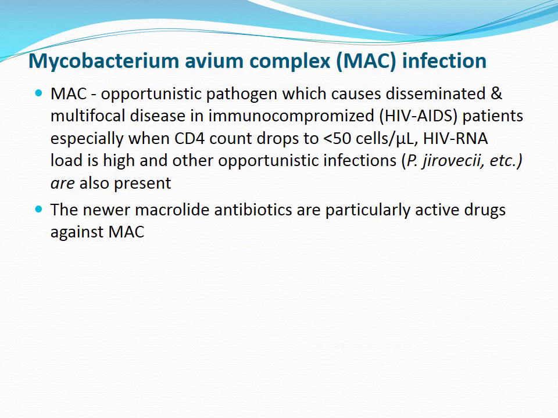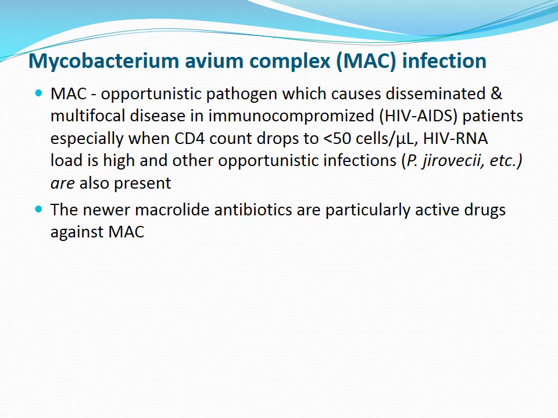The last point of today's lecture is MAC or Mycobacterium avium complex infection. MAC is an opportunistic pathogen which causes disseminated and multifocal disease. Disseminated means the bacilli are spread throughout the lungs, like what happens in miliary tuberculosis. And multifocal disease means there are various foci in immunocompromised patients, especially HIV patients.